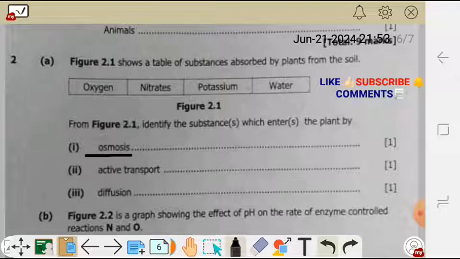So by osmosis, the definition of osmosis, if you know the definition of osmosis, you can identify which one is absorbed by osmosis there. So the one which is absorbed by osmosis is water. We know osmosis is the movement of water from the region of higher concentration to the region of low concentration. So water will move inside the plant from the soil by osmosis.